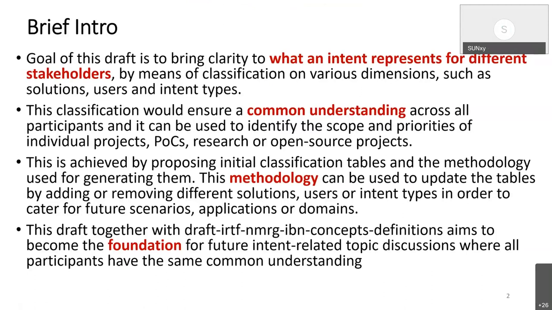The goal of this draft is to bring clarity to what an intent represents for different stakeholders by means of classification on various dimensions, such as solutions, users, and intent types. This classification would ensure a common understanding across all participants, and it can be used to identify the scope and the priorities of individual projects, POCs, research, or open source projects. This is achieved by proposing initial classification tables and the methodology used for generating them. This methodology can be used to update the tables by adding or removing different solutions, users, or intent types in order to cater for future scenarios, applications, or domains.